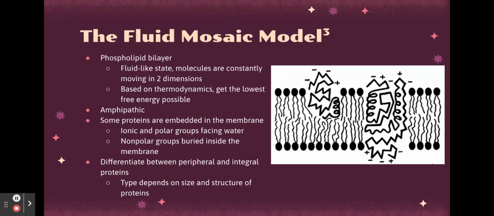It has the ionic and polar groups facing the water, and the nonpolar groups buried inside the membrane. And they also differentiate between the peripheral and integral proteins in their paper, and they say that the type depends on the size and structure of the proteins. And this was very different than the previous model, because in the previous model there weren't any proteins inside the membrane, just surrounding it.